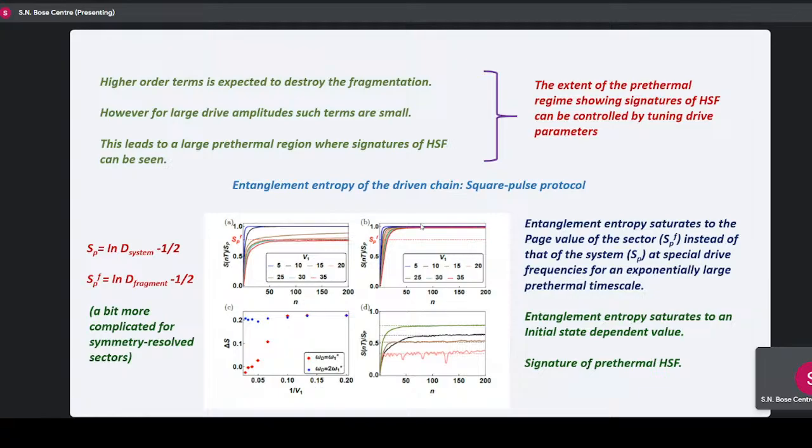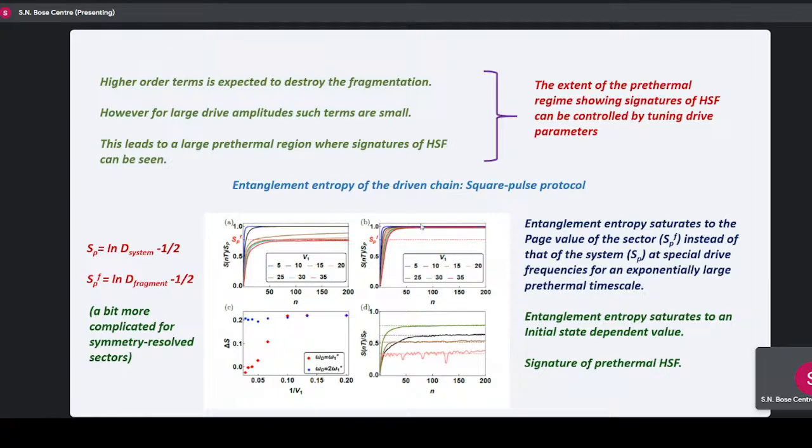It goes to the Page value of the fragment from which this state is drawn. And here we draw the state from the largest fragment, whose entanglement is roughly 0.8 times the entanglement of this. And then what we also do is that we now keep picking the states randomly from the Hilbert space, and then we try to see what the long time value of this entanglement entropy is. And we find that for different initial states, the entanglement entropy saturates to different values of S. And this is a signature that your Hilbert space is fragmented into different pockets.